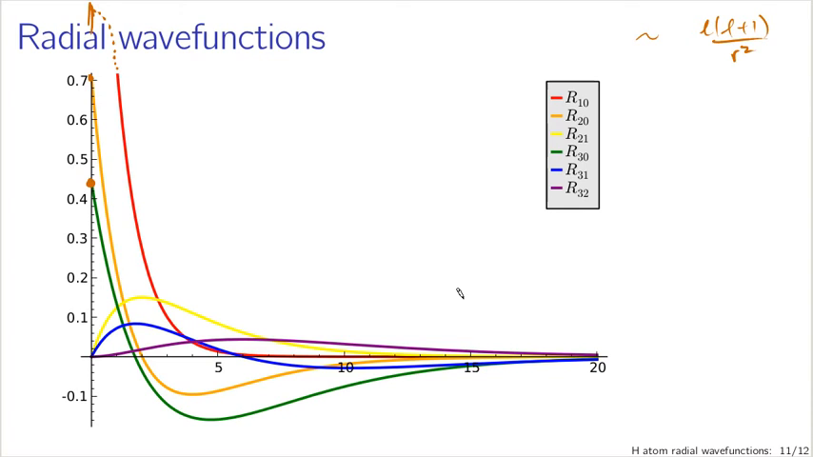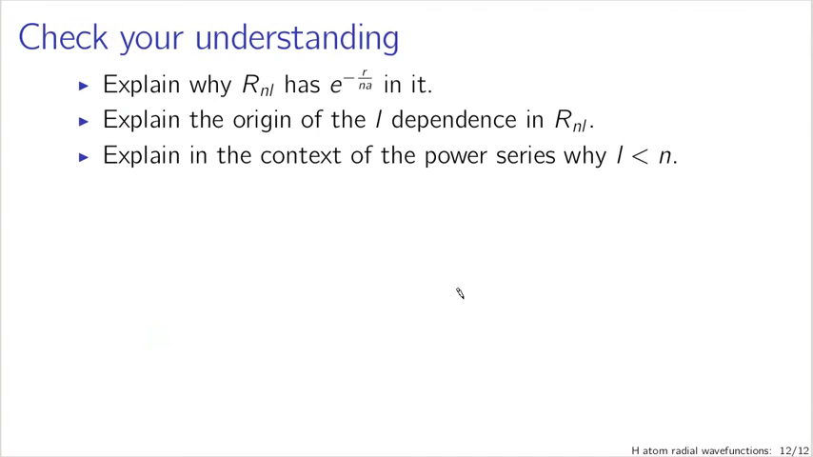At any rate, I think that's enough for now. To check your understanding, here are a couple of questions just breaking into the derivation process of the radial wave function and trying to explain in your own words why each of these features is true of the radial wave function.